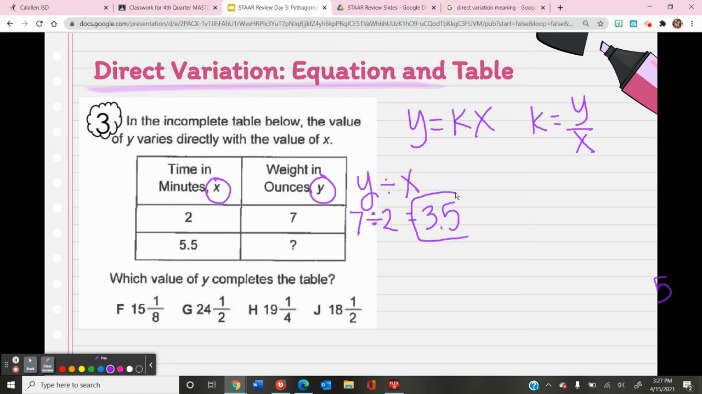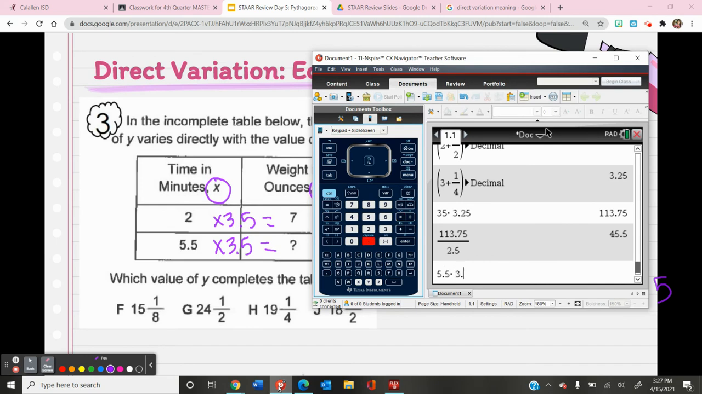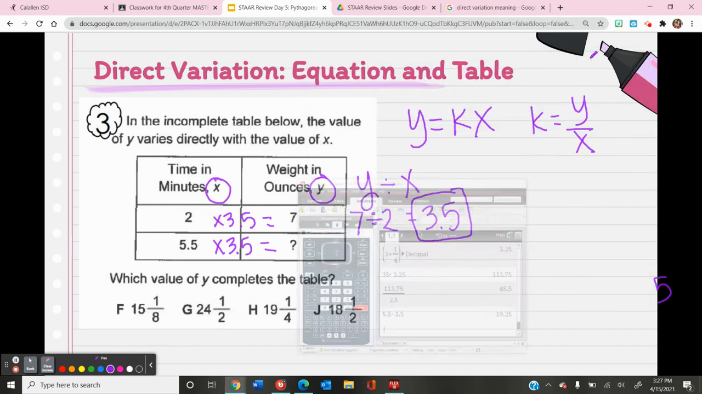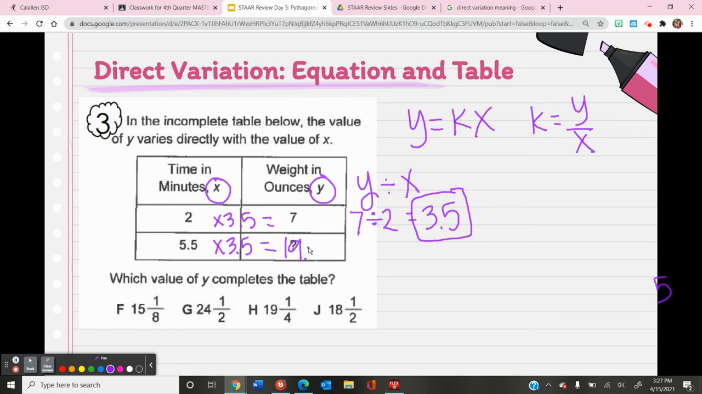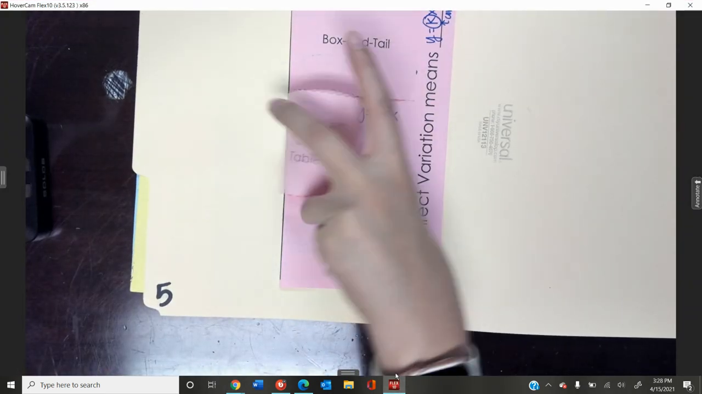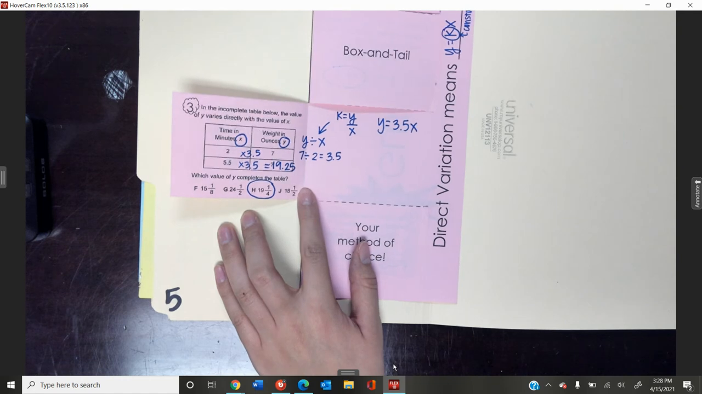So this is my constant of proportionality. I am multiplying my x value 2 by 3.5, and it equals 7. So now I can use that number, my constant of proportionality, to multiply my x value 5.5. So I'm going to multiply it by 3.5, and that will give me my missing number. So now 5.5 times 3.5 equals 19.25. So going down here to my answer choices, H is my answer. So looking at our foldable now, this is everything you should have written down for number 3.